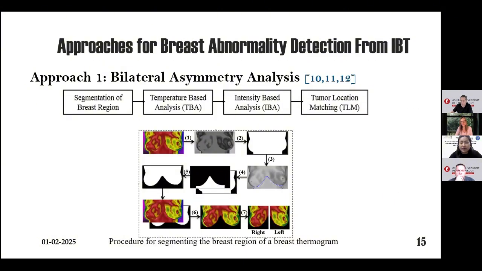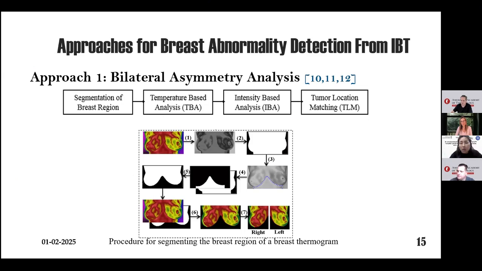Based on the literature survey, we found the assumption that since there is a symmetry between the female breasts, the temperature profile of one breast is similar to the temperature profile of the other. Most of the research works were based on bilateral asymmetry analysis with this assumption. To find how efficient our captured thermograms are, we have also applied the bilateral asymmetry analysis.